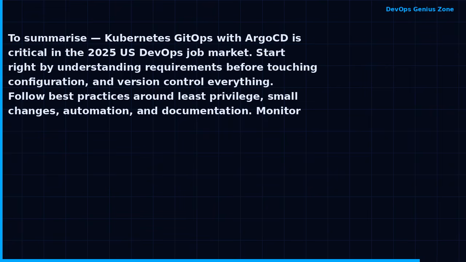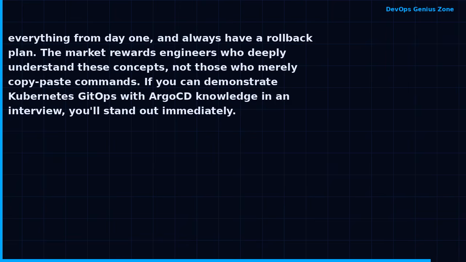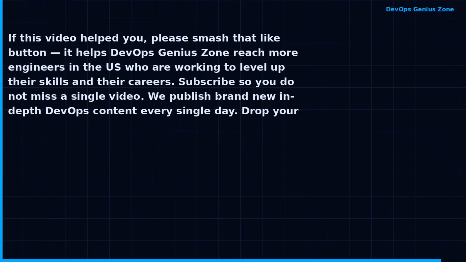To summarize, Kubernetes GitOps with ArgoCD is critical in the 2025 US DevOps job market. Start right by understanding requirements before touching configuration and version control everything. Follow best practices around least privilege, small changes, automation, and documentation. Monitor everything from day one, and always have a rollback plan. The market rewards engineers who deeply understand these concepts, not those who merely copy-paste commands. If you can demonstrate Kubernetes GitOps with ArgoCD knowledge in an interview, you'll stand out immediately.